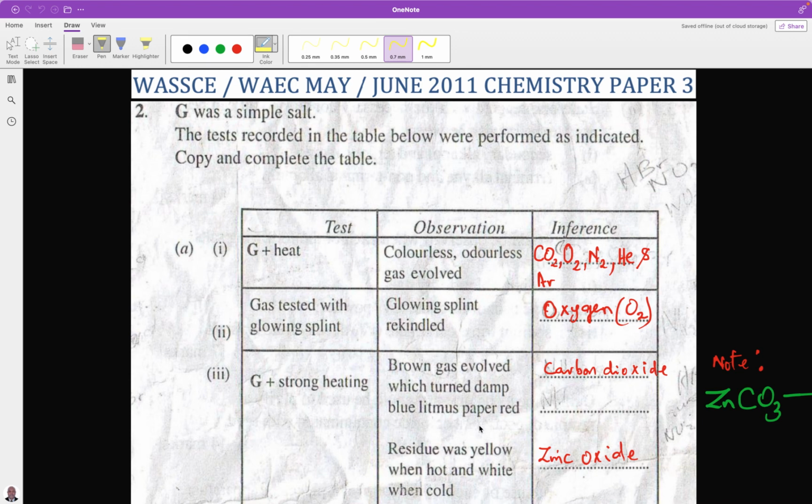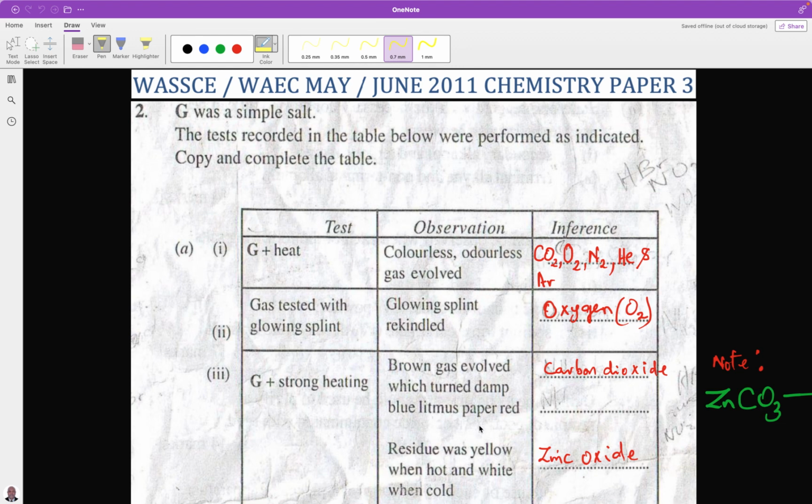Question number 2. G was a simple salt. The tests recorded in the table below were performed as indicated. Copy and complete the table. A. You have the table there. You have a column for tests, a column for observation, and a column for inference.